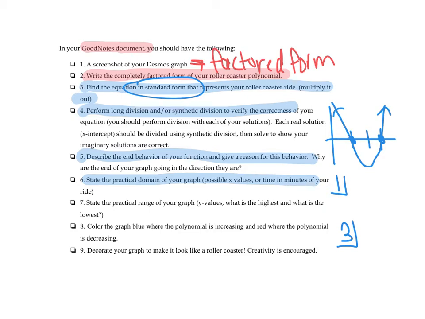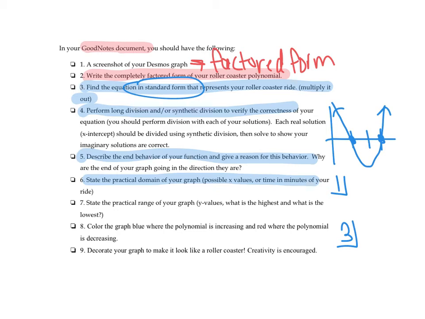So your practical domain is basically how long is your roller coaster, and I'll show you how to write that. And then your practical range is basically how tall is your roller coaster, because range is y values, up and down. What's your highest point and what's your lowest point? That's going to be your practical range.